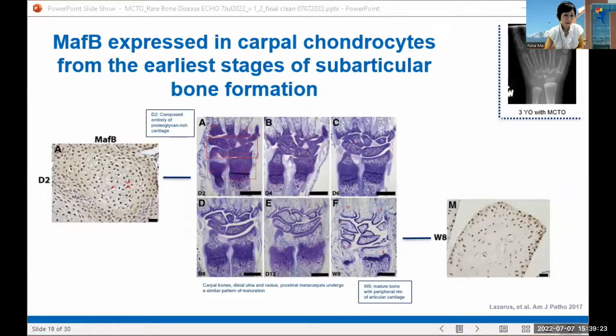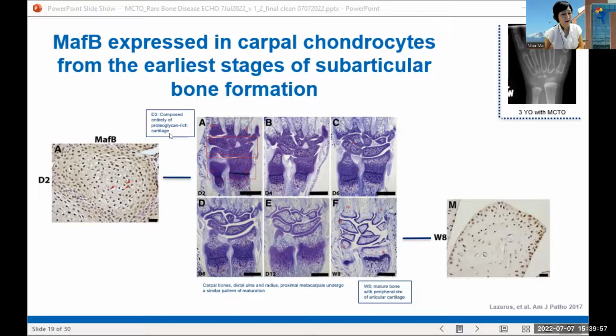So in a different set of experiments, MAFB expression was examined specifically in the forepaws of a normal murine model, recognizing that the bone destruction that's seen in MCTO occurs in a site-specific manner, primarily of the wrists and ankles. So first, this group demonstrated that the carpal bones, the distal ulna and radius, as well as the proximal metacarpals undergo a similar pattern of maturation.